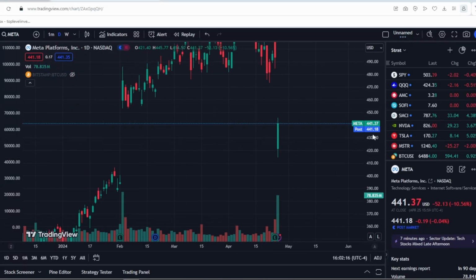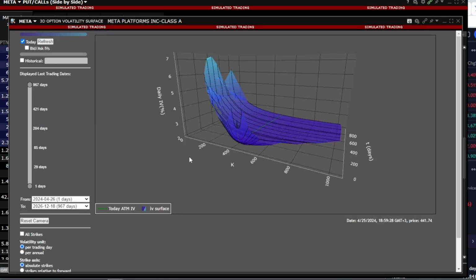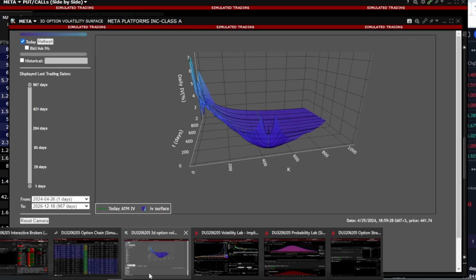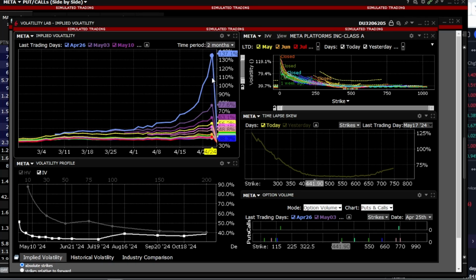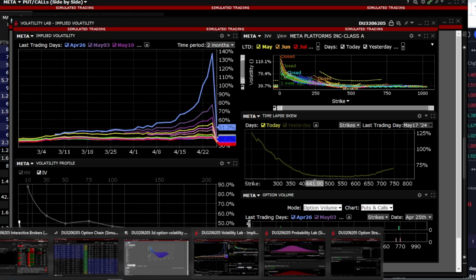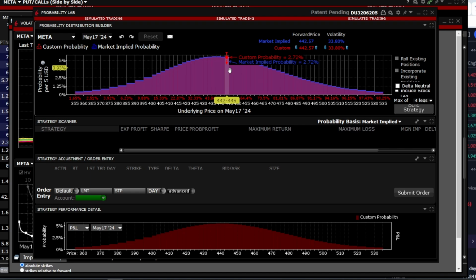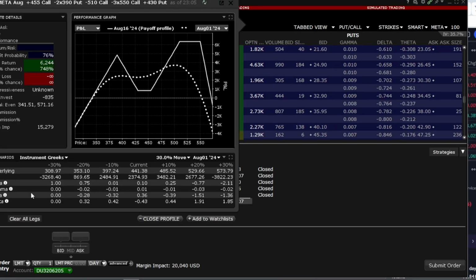Let's take a look at Meta Platform stock today. We'll examine the options market, where I'll show you the 3D volatility. We'll delve into the overall volatility skew and historical volatility. Let's see what the market forecast is. We'll also analyze the recent report to understand why the stock dropped so sharply. As usual, I'll show you a strategy where you can profit from both price increases and decreases.